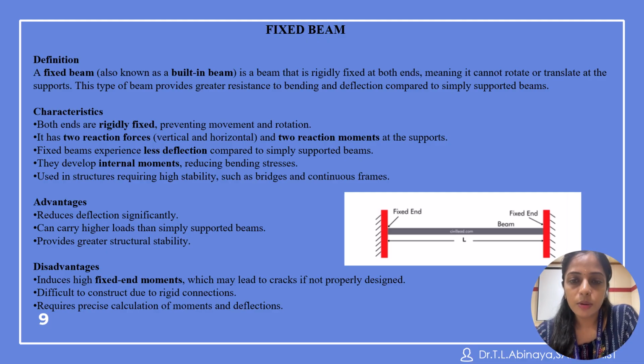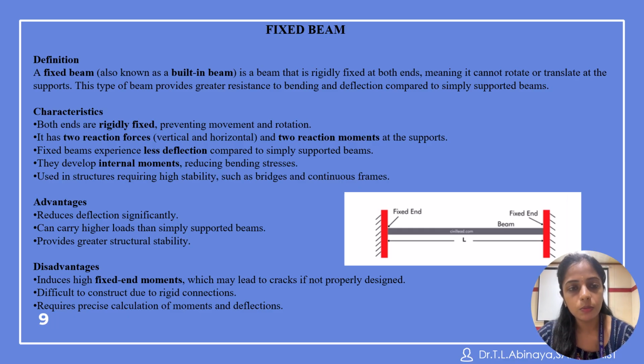So this is a fixed beam. You can see the beam is fixed from the wall, so both ends are fixed ends. The fixed beam is also known as the built-in beam. It is rigidly fixed at both ends, meaning it cannot rotate or translate at the support. This type of beam provides greater resistance to bending and deflection compared to the simply supported beam.